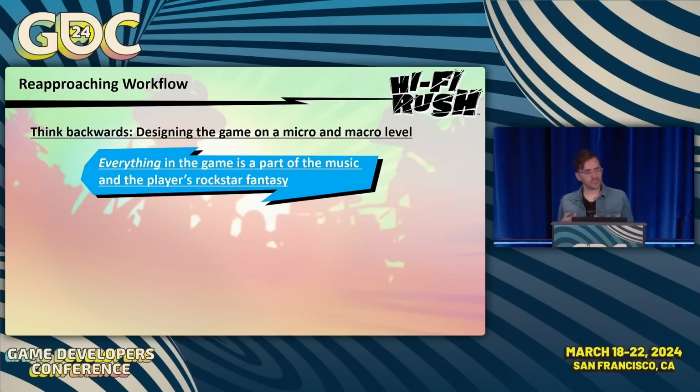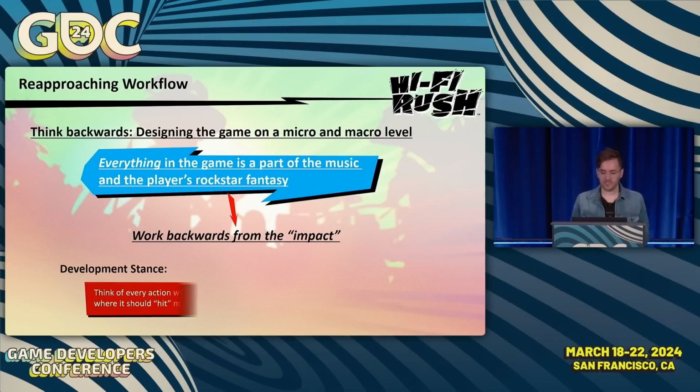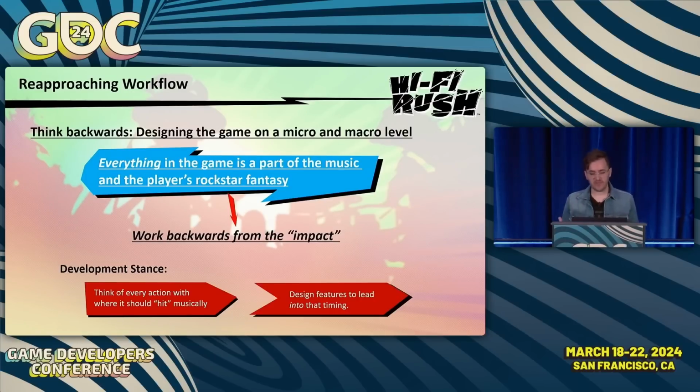We learned early in the prototype phase that designing a feature, then adding in musicality afterwards, didn't work to make the experience feel coherent. Instead, it made it feel tacked on or sometimes even dissonant with the music. So we applied the approach of thinking from the desired impact and then working backwards with the intended musicality. A much simpler version of this, to explain it, is we would just think of where every action should hit ideally musically, and then we would create features leading into that timing.